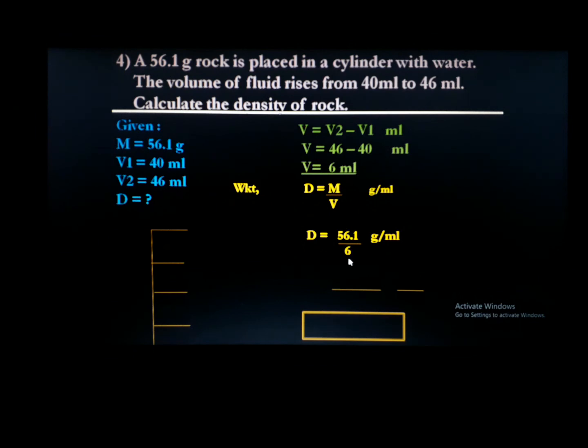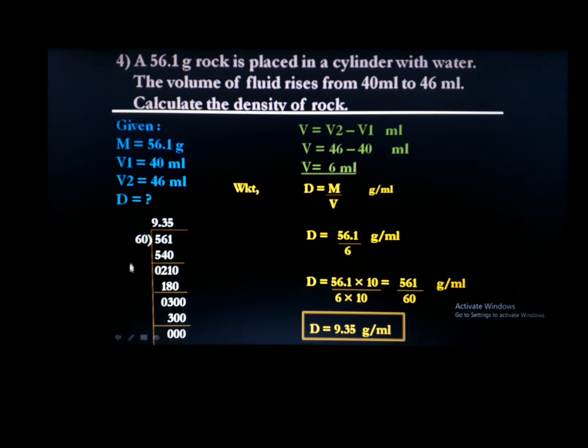And see, this is the division of a decimal number by a whole number. So here only one decimal place is here. So we can multiply numerator and denominator by 10. This results both the numbers become whole numbers. Now it's easy to divide. Then we get the answer 9.35 gram per milliliter. And students, this is the division part for your reference.